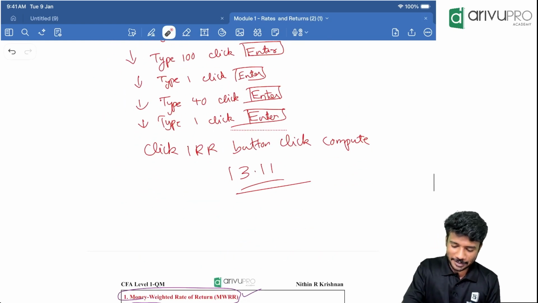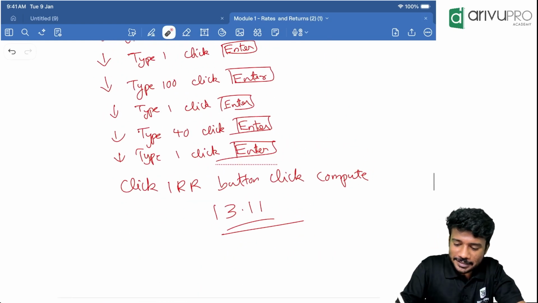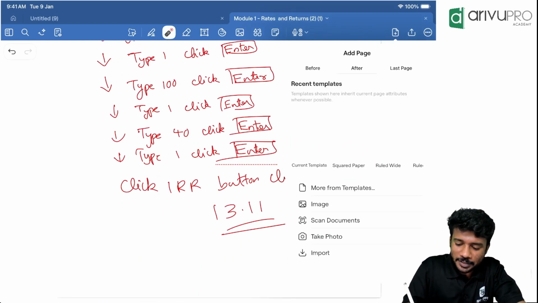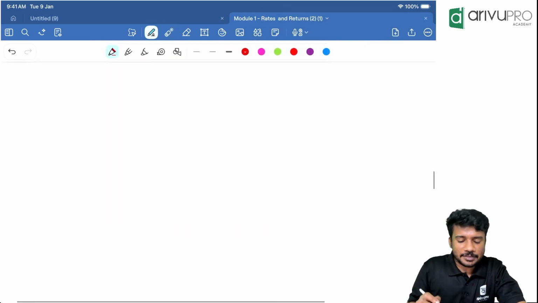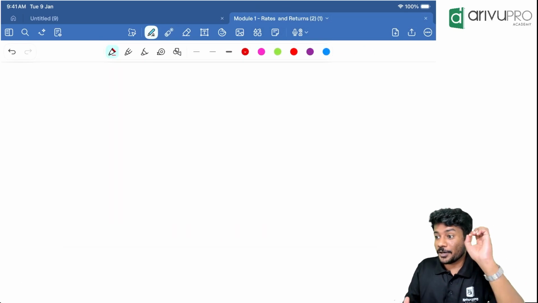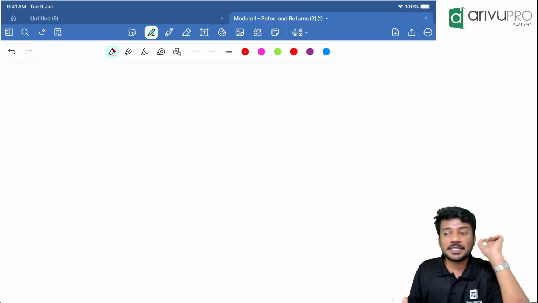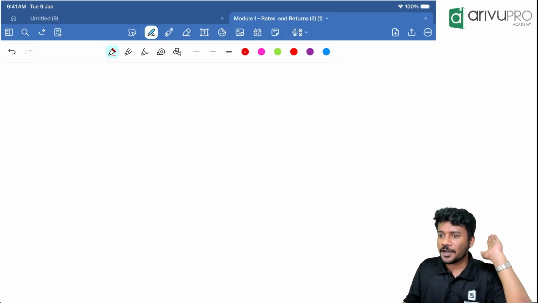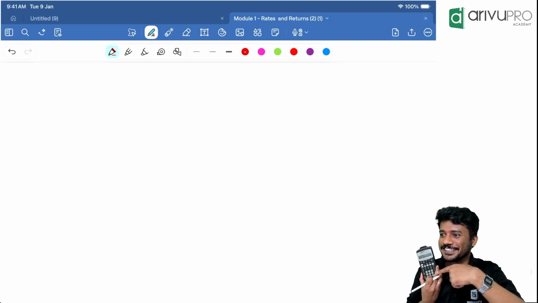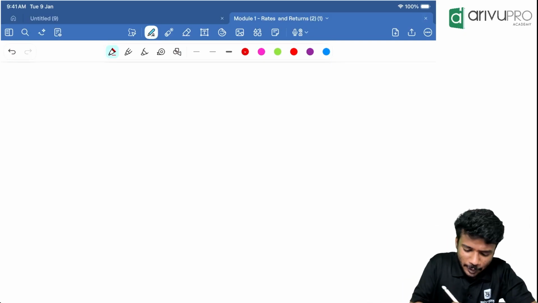Now, I'll give you another question because it is interesting. I'll give you more and more questions based on NPV. And I'll tell you, this subject, quantitative methods, will only become easy if you randomly solve questions. You should create your own question and start solving, because all the buttons are there on your calculator itself. I'll give you a question.